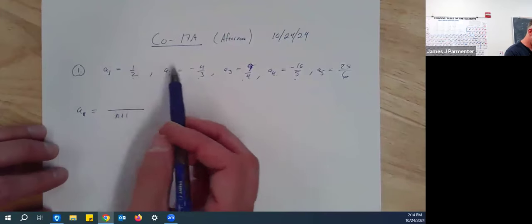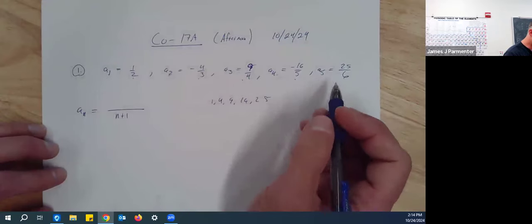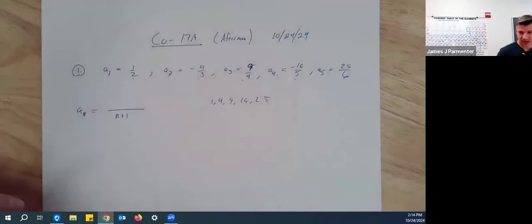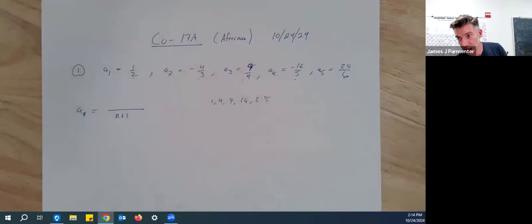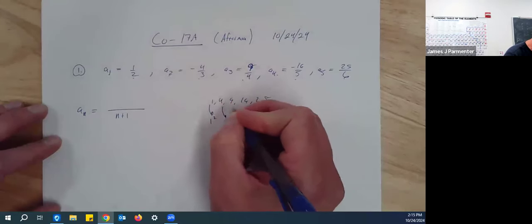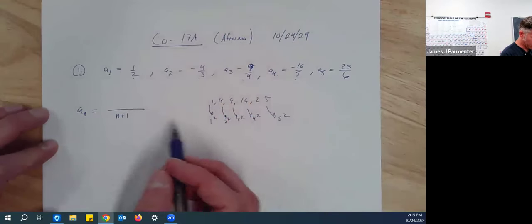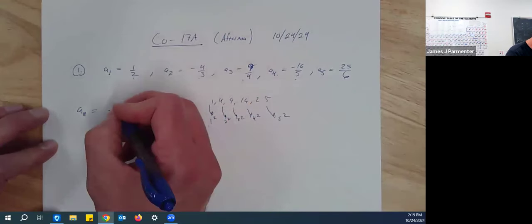The numerator is a little different. I see a 1, a 4, a 9, a 16, a 25. If you see this pattern, what kind of things should we be thinking? They are positive, but they all look like what special kind of numbers? They're definitely all square numbers, so we're thinking something like n squared. And it's exactly n squared: 1 is 1 squared, 4 is 2 squared, 9 is 3 squared, 4 squared, 5 squared. So for a sub 1, the top is 1 squared. For a sub n, the top is n squared.